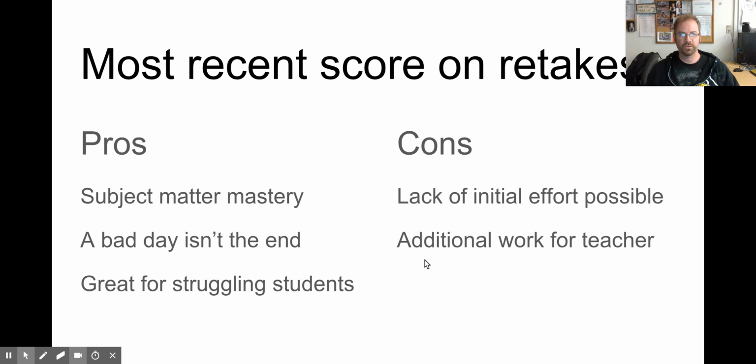The second one, the most recent score on retakes. Some pros: subject matter mastery. So even if I have a kid who maybe gets an 80% on an ELO, which is a passing grade, in the past, I would have said, that's it, you're done. You can't retake it. But now if a kid wants to retake it and get those extra 20%, they can do that. And I did have students doing that, even though they didn't have to.